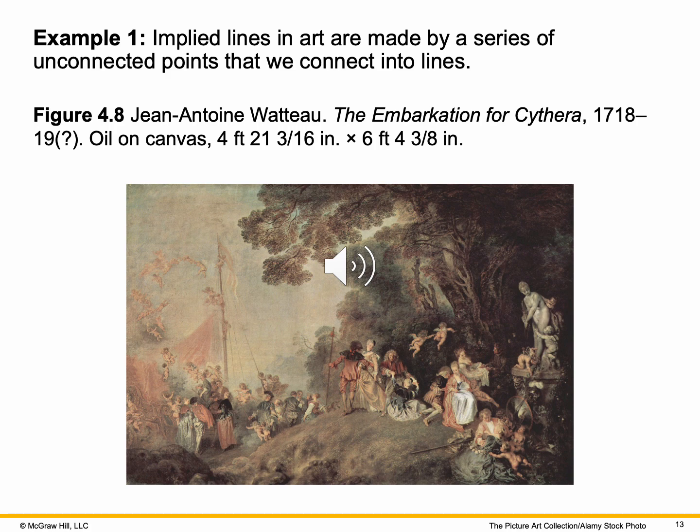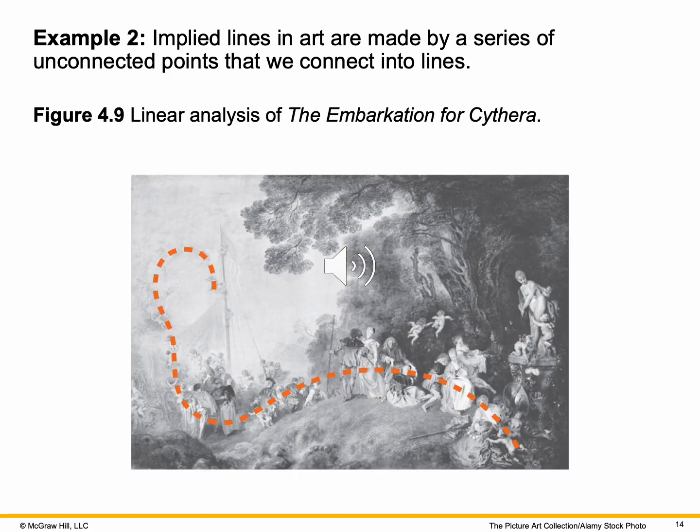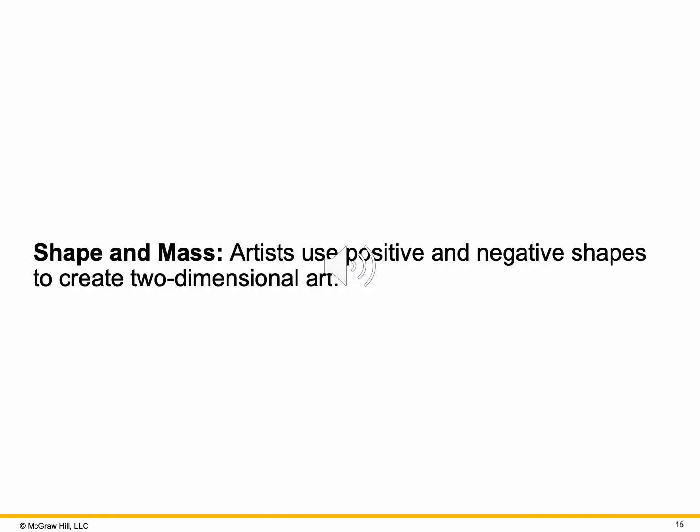In the 18th century, a French painter named Jean-Antoine Watteau created a sort of dotted line of an amorous couple in this painting. Starting with the seated couple at the right, we can trace a line that curves in a subtle S that leaves us evaporating into the gauzy air with infant cupids. Implied lines in art are made by a series of unconnected points that we connect into lines.